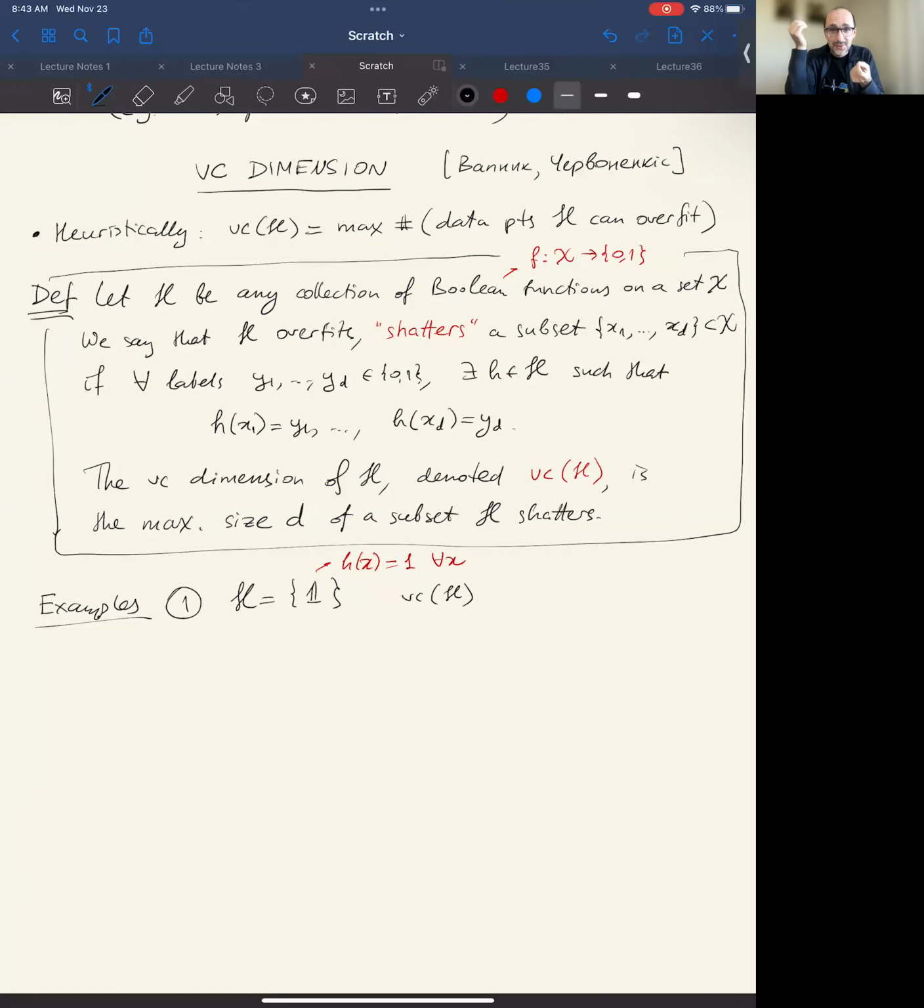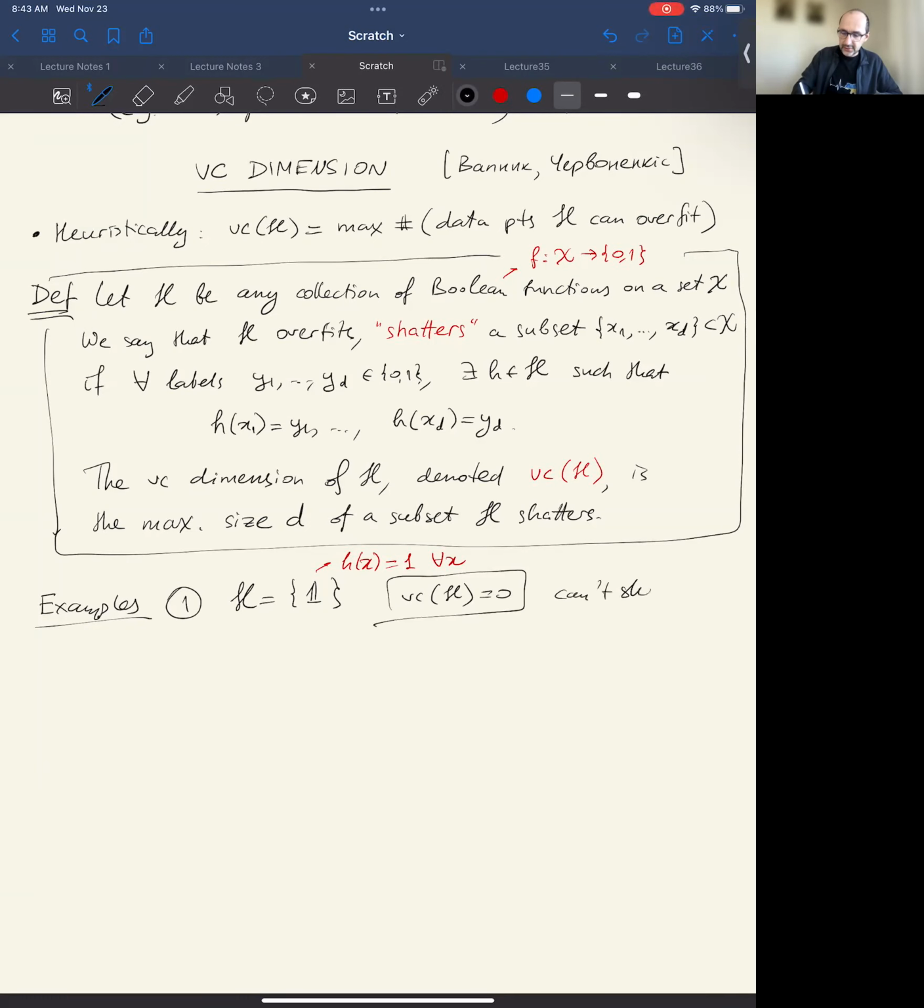It can't even memorize one point, right? If I give the class any point, it's constant. It's just a fixed value there. It can't realize any possible assignment. To shatter even one point, there need to be two functions in the class: one where the value is 1 on that point, and the other where the value is 0. And it doesn't have that. So VC dimension is 0.